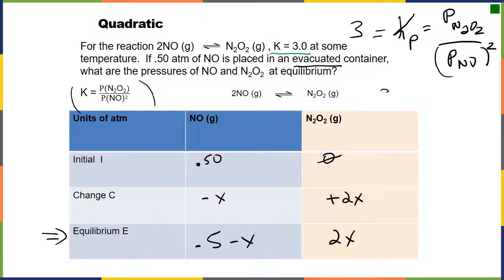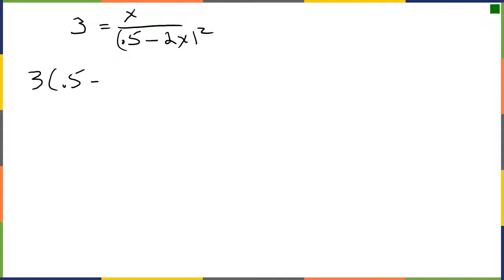And we are going to get that 3 is going to equal x over 0.5 minus 2x, the quantity squared. We can't make any approximation, so we're going to have to plug this into the quadratic. All right, so again, 3 is equal to x over 0.5 minus 2x squared. So let's just make sure we remember how to do our math. So this is going to be 3 times 0.5 minus 2x multiplied by 0.5 minus 2x is equal to x.